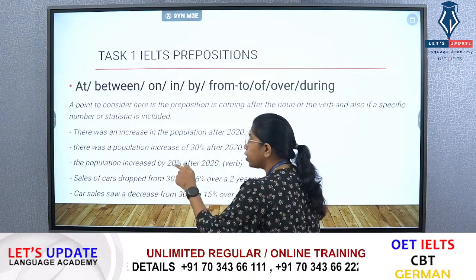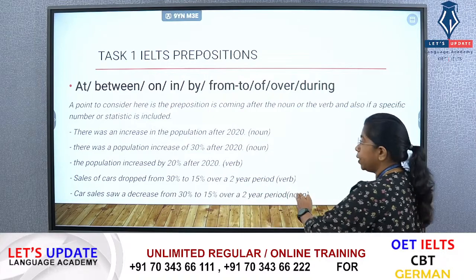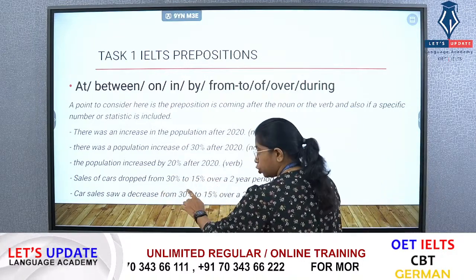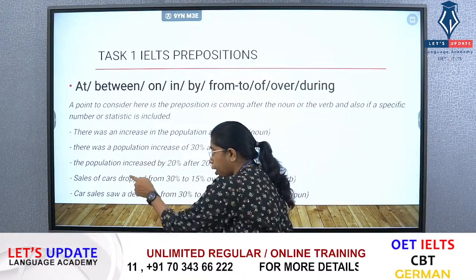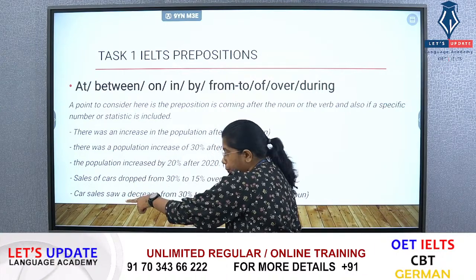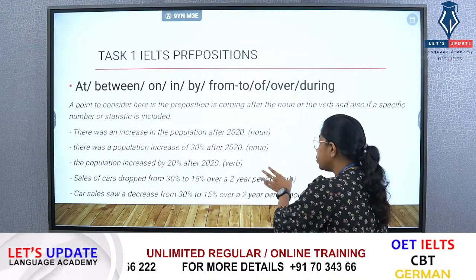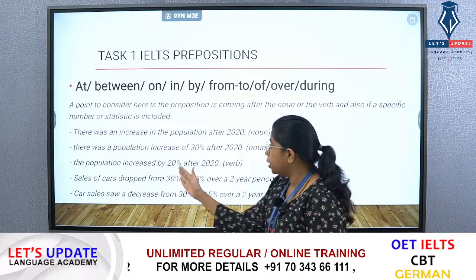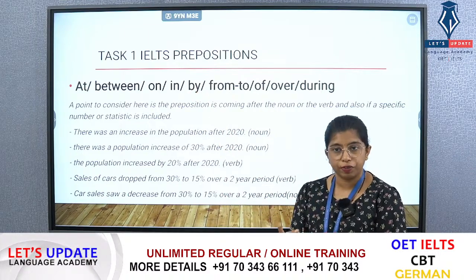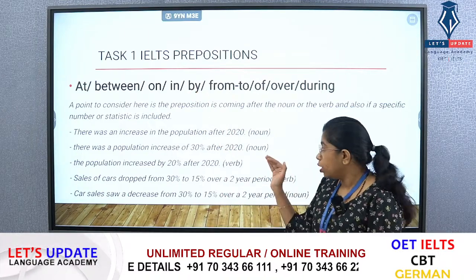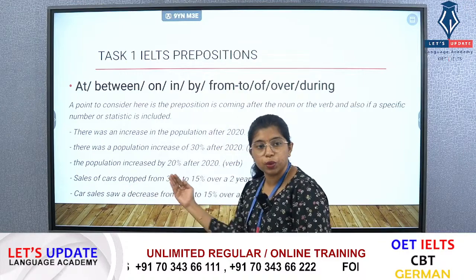Okay, sales of cars dropped from 30% to 15% over a 2-year period. So we have from, to, and over a 2-year period. Okay, so sales of cars dropped. So here the verb is dropped, from 30% to 15% over a 2-year period. Okay, so from 30%, what did it do, to 15%, over 2 years of time, right? Over 2 years of time, the car sales are dropping. Okay, so this way you can use prepositions.